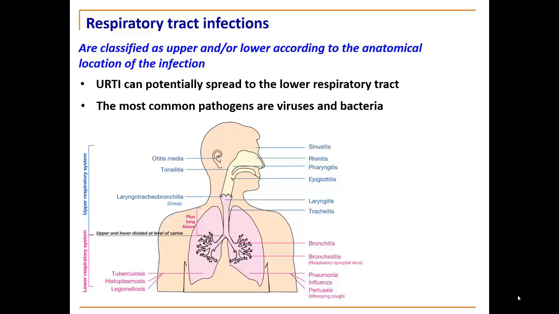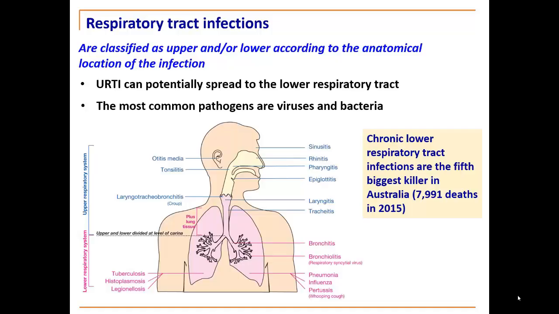But of course, the most common pathogens are your viruses and your bacteria. And of course, the most common of all of them, the upper respiratory tract infection, is the common cold. And that's often caused by the rhinovirus. And this virus, or hundreds of viruses actually, hundreds of rhinoviruses, they're continuously mutating, which is why there aren't any effective vaccines against the common cold.